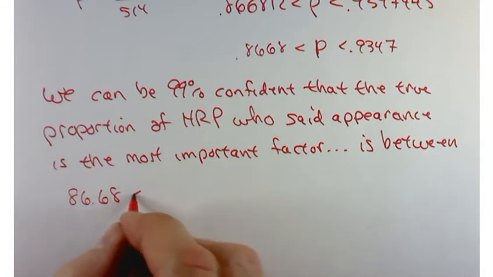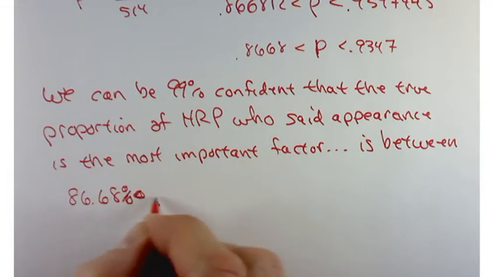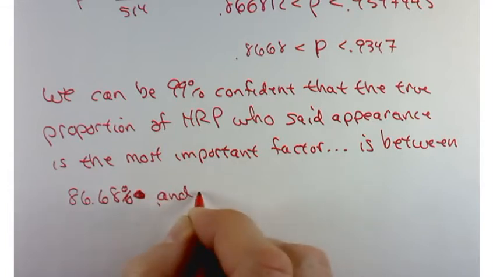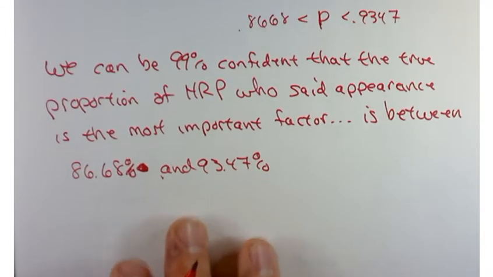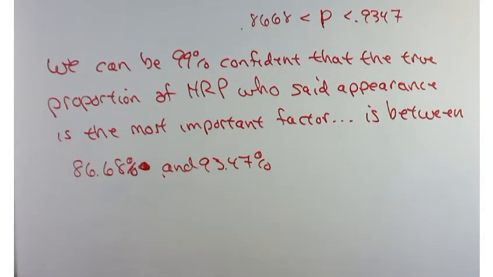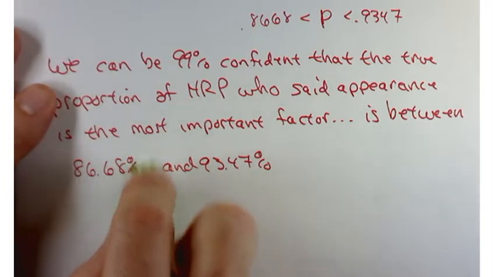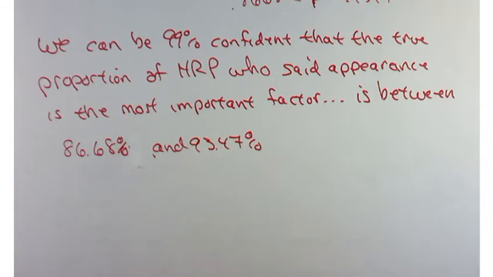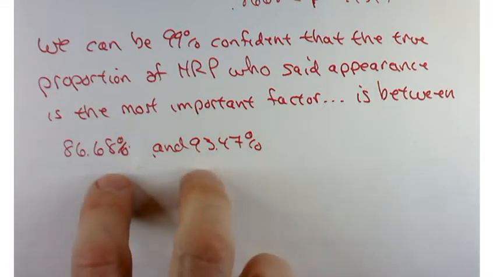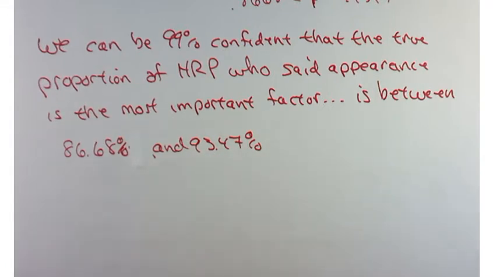86.68 less than percentage and 93.47%. So it's somewhere in there. We don't know where it is because we didn't poll every single human resource professional, but our sample suggests that it was about 90%, allowing for some variability, okay, between about 86.68 and 93.47.